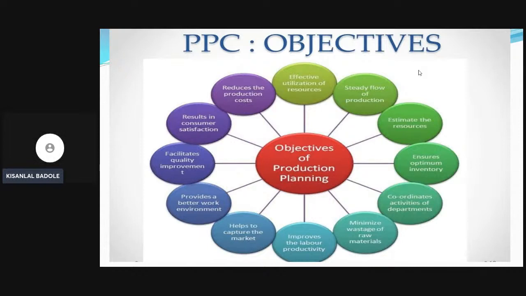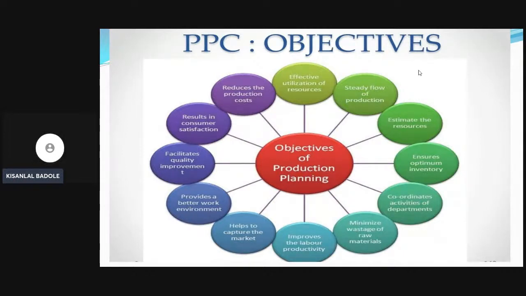Coordination activity of all the departments. When you visit any industry, you see different departments: the R&D department, production department, assembly department. There are different types of departments, and they must coordinate with each other. Suppose any department has a problem, then another department must cooperate.